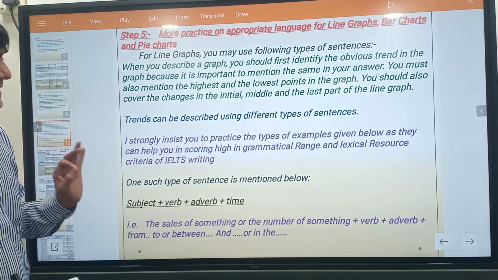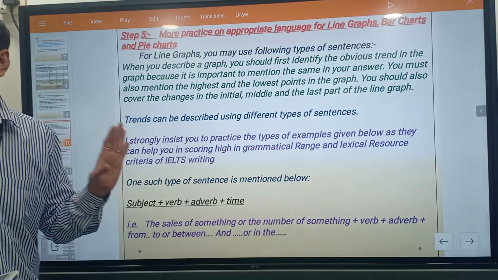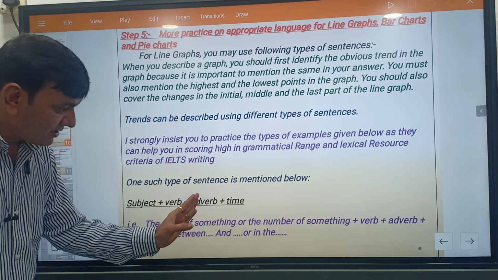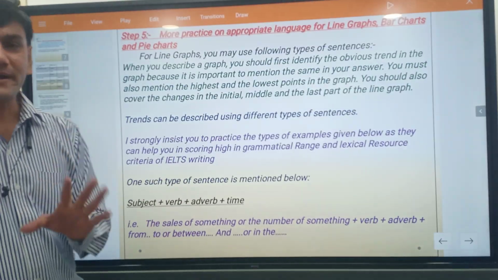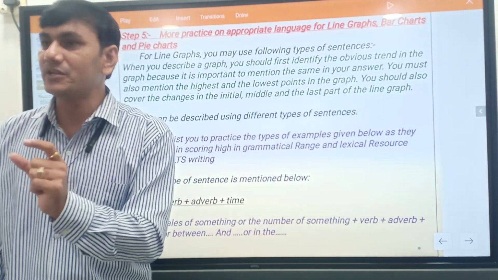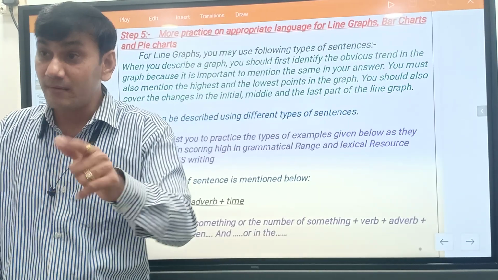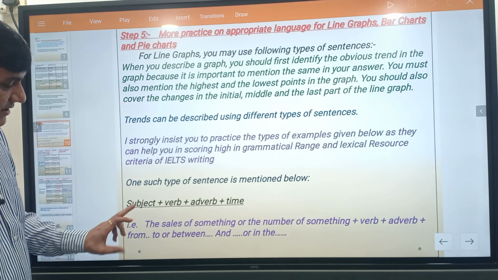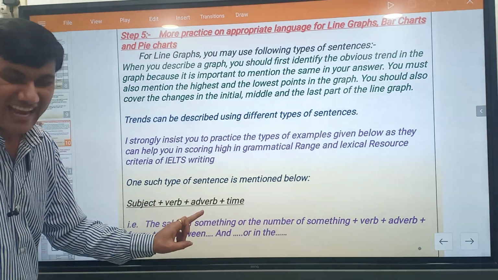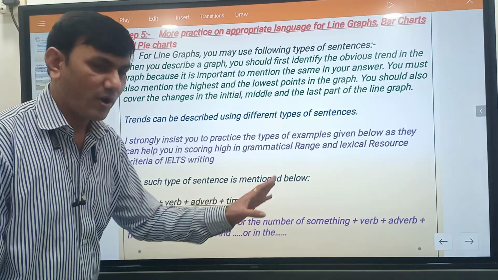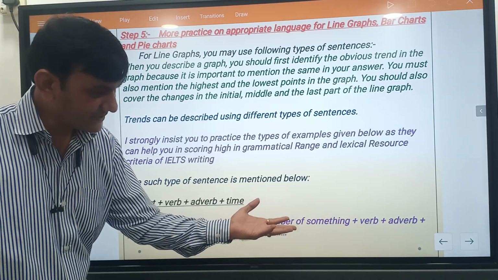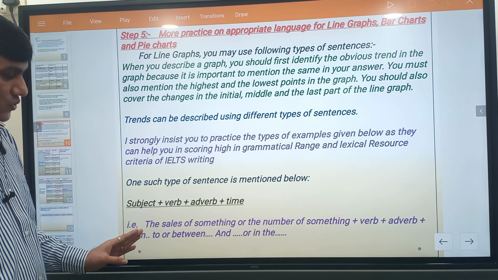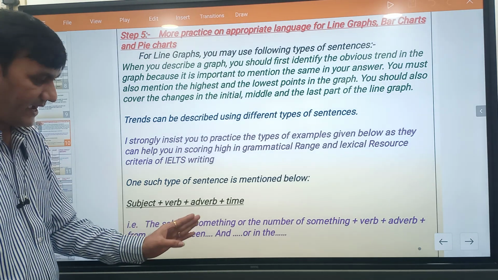One such type of sentence is mentioned below. So you have to follow this structure. Subject plus verb plus adverb plus time. Verb adverb pattern. If you use this pattern, you will get more marks as compared to other students. Which pattern? Verb adverb. For example, the sales of something, sales of computers, or the number of something, or number of laptops, plus verb plus adverb, from to, timing, or between and in the.